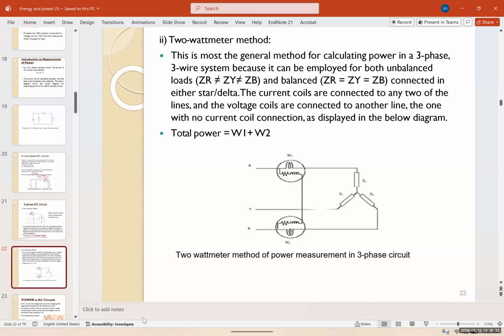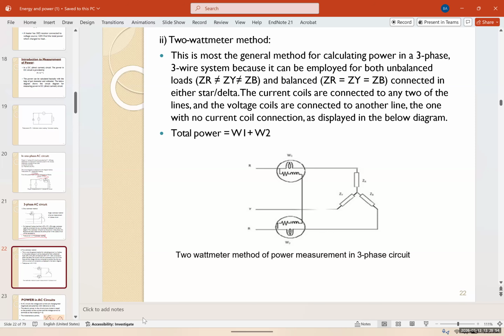Now, the 2 wattmeter method is the most general for calculating power in 3-phase because it can be employed for both balanced and unbalanced systems. So we don't necessarily need all the loads to be equal. They could be unequal, and they could be connected in either star or delta. For the 1 wattmeter method, it must be only in star and it must be balanced.